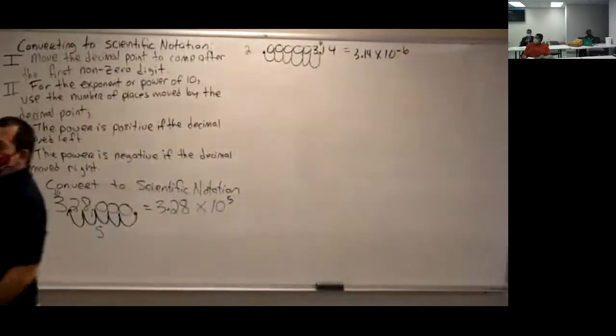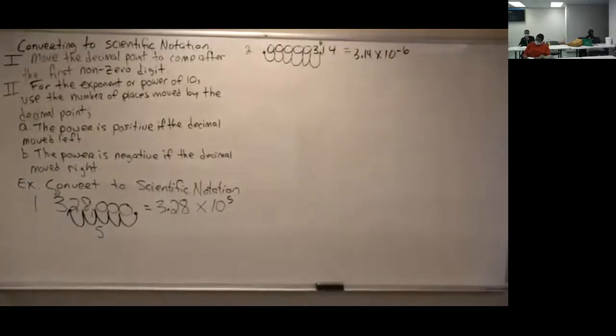So I'll move right. So decimal numbers that are like 0.00s are going to have those negative exponents. Positive values will come from numbers that are bigger than 10. Okay.